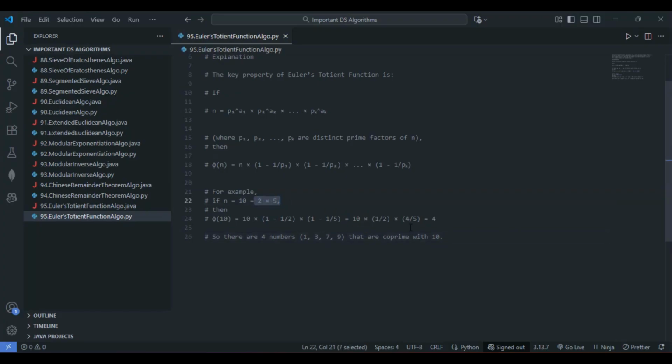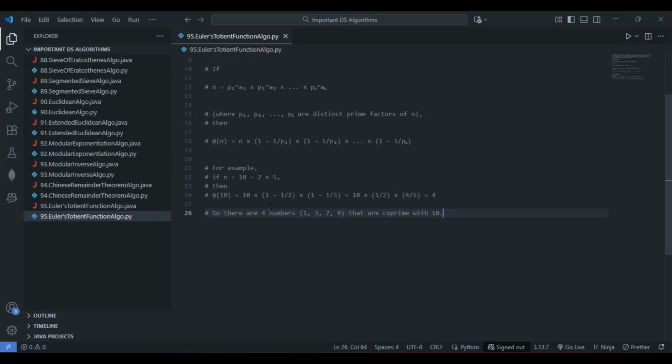So 10 times (1 minus 1 by 2) times (1 minus 1 by 5) is equal to 10 times 1 by 2 times 4 by 5. That is equal to 4. In simple terms, we get the output 4. So there are 4 numbers that are co-prime with 10 between 1 and 10, and they are 1, 3, 7 as well as 9.